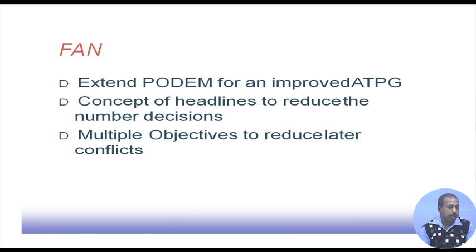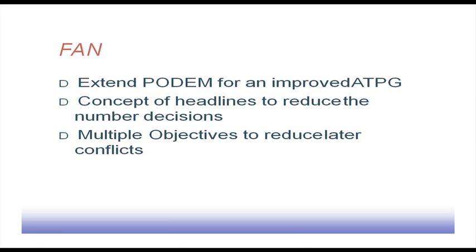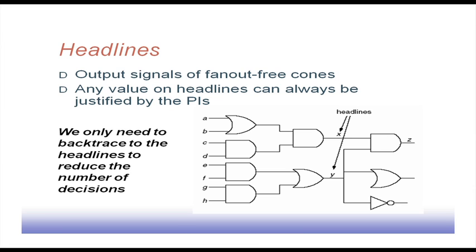Another thing is that multiple objectives will be pursued simultaneously, because if we pursue one objective, it sets some of the primary inputs to some value. Later on we have to pursue some other objective, and that may give rise to conflict. So if we can pursue more than one objective simultaneously, then the possibility of conflicts is less. So these two are the extensions in the FAN algorithm compared to PODEM.